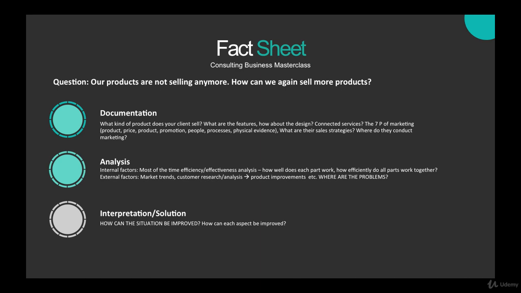And then the 7P of marketing, which are product, price, promotion, people. This should actually say something else. It says right here, product, price, product, promotion. It should, of course, be product, price, place, promotion, people, processes, and physical evidence. So what you basically want to do right now is figure out, okay, what is the product? What is the price? What is the promotion like? What are the people who are working on it? What are the processes like inside the company?